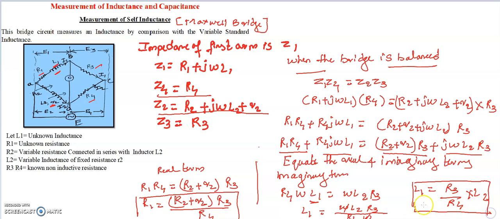So when the bridge is balanced, this Maxwell bridge will give the information about the unknown inductance L1 as well as the unknown resistance R1. Thank you.